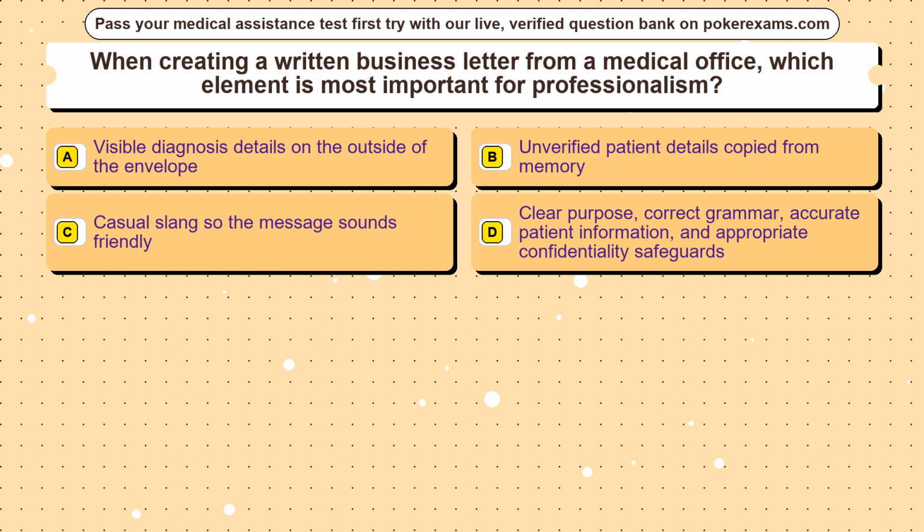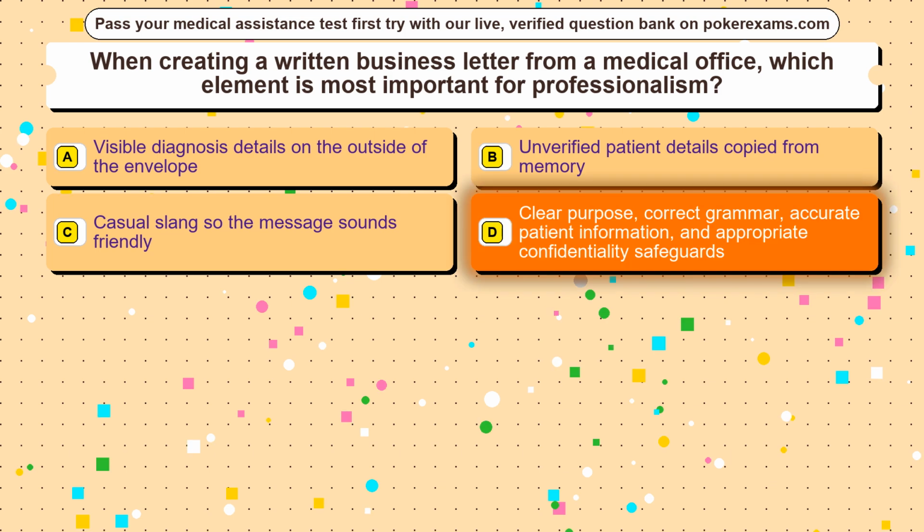Option A, visible diagnosis details on the outside of the envelope. Option B, unverified patient details copied from memory. Option C, casual slang so the message sounds friendly. Option D, clear purpose, correct grammar, accurate patient information, and appropriate confidentiality safeguards.